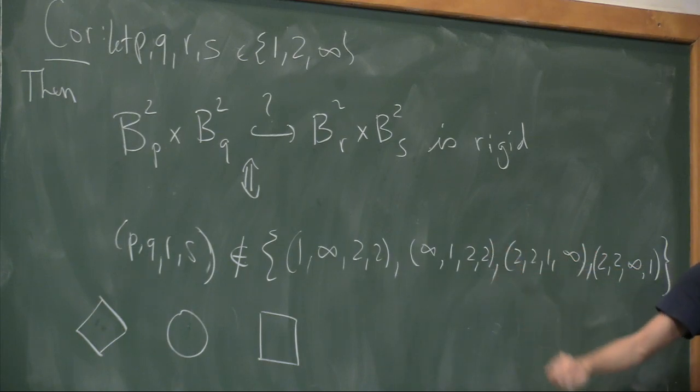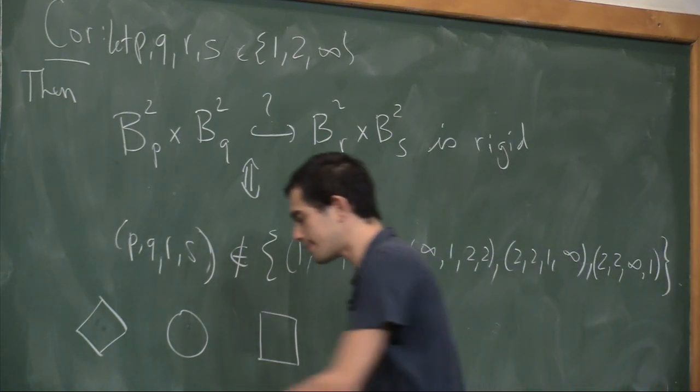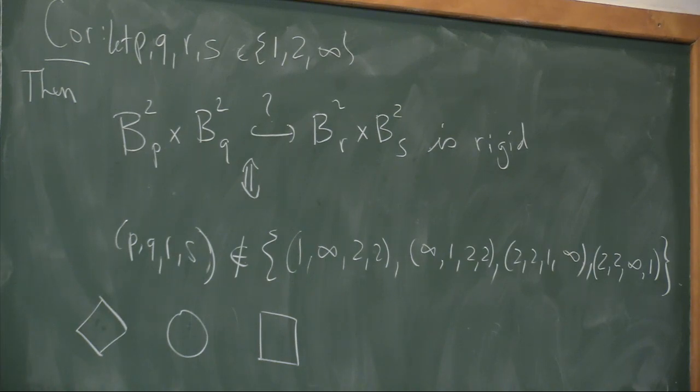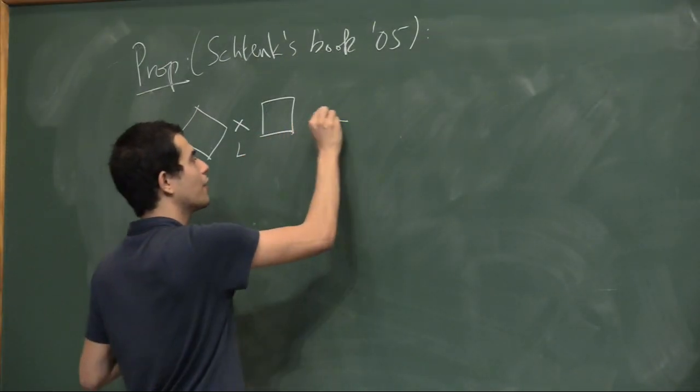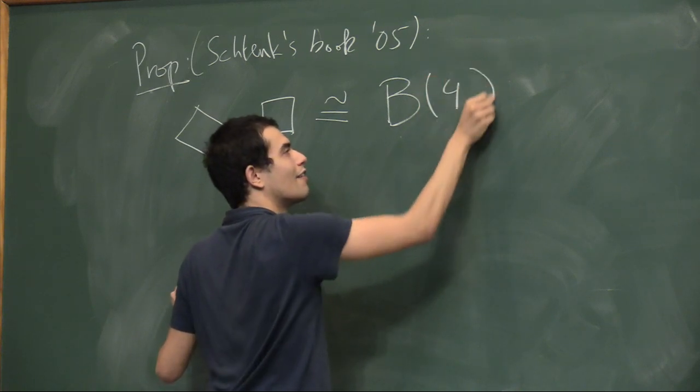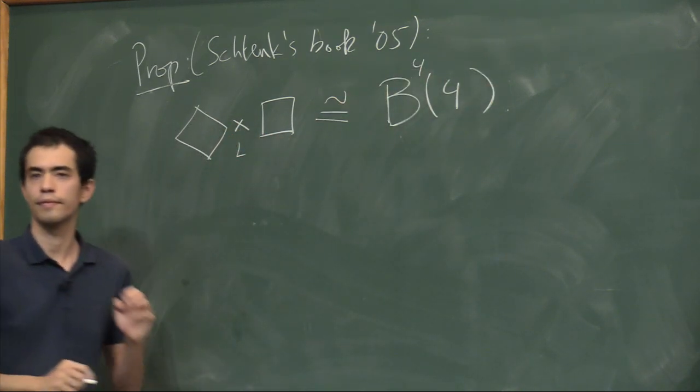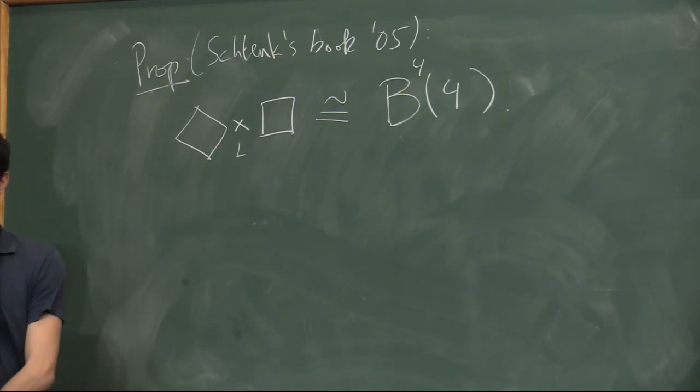Okay, let me explain why these cases are funny. And these were actually in my previous work. So these cases are funny for the following reason. Proposition: I think this was definitely known by Schlenk in his book, but it could be older. So this is in Schlenk's book from 2005, I think. If you take the diamond Lagrangian product with the square, this is symplectomorphic to a ball of parameter 4. This is a 4-dimensional ball. Okay? So Felix already knew that if you do that, you get the ball.